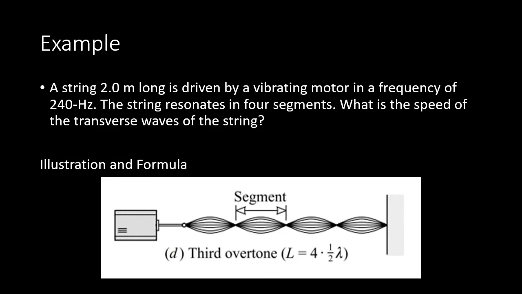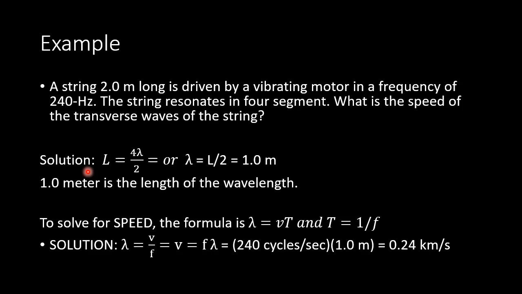Now the solution is, since there are 4 segments, L is equal to 4/2 times lambda, or 4 times 1/2 lambda, remember that 4/2 is 2. So if we calculate for lambda, then lambda is equal to L/2. And L/2, remember that our L is 2 meters long, divided by 2, that will become 1 meter. So our lambda is equal to 1 meter. That is the length of our wavelength.